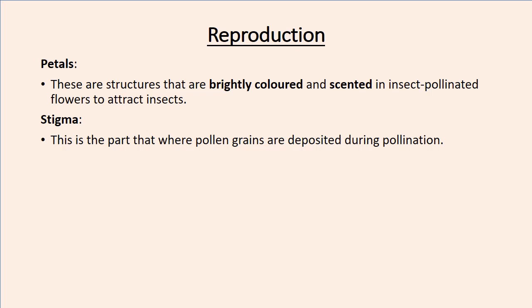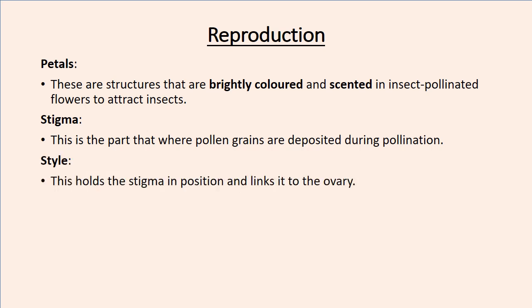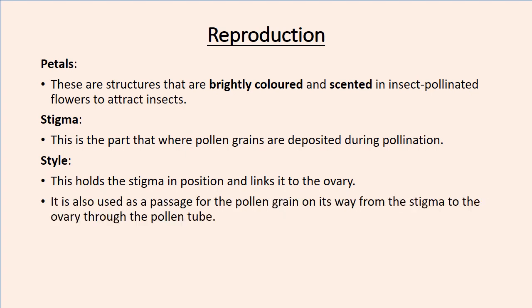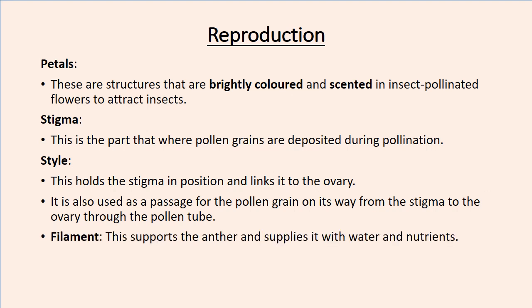Stigma. This is the part where pollen grains are deposited during pollination. Style. This holds the stigma in position and links it to the ovary. It is also used as a passage for the pollen grain on its way from the stigma to the ovary through the pollen tube, like I explained.